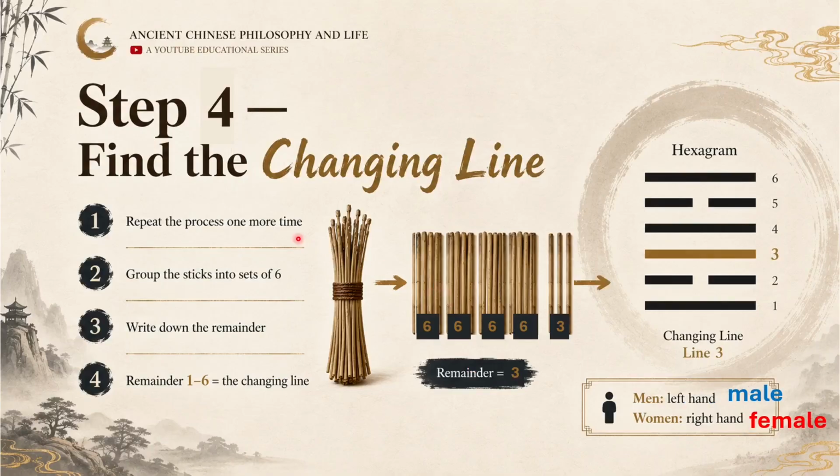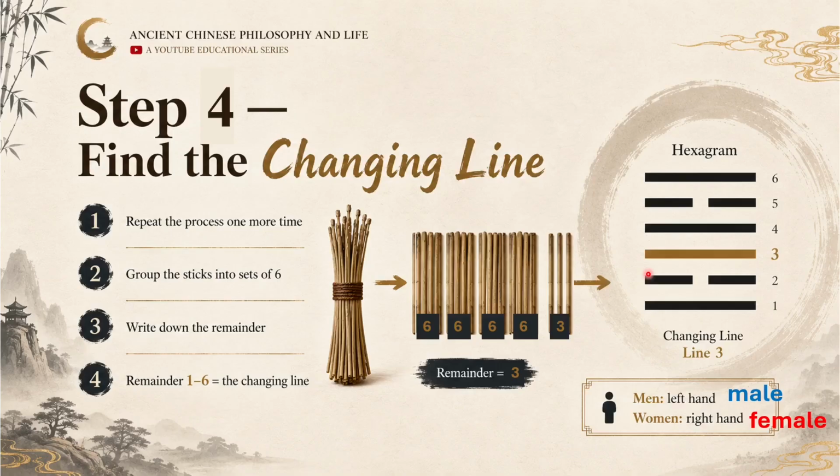Finally, we need to find the changing line. Repeat the same process one more time. Ask your question, hold your breath, and divide the sticks into two groups. As for the first time, for men, this time left hand, for women, right hand. But this time group the sticks into groups of 6 and write down the remaining number. This number gives us the changing line.